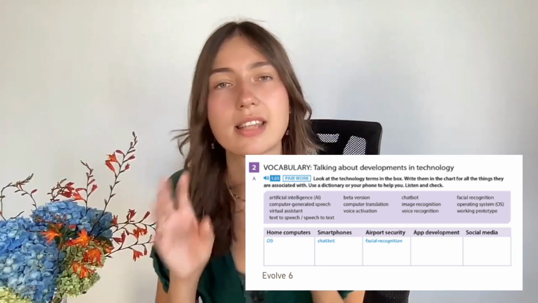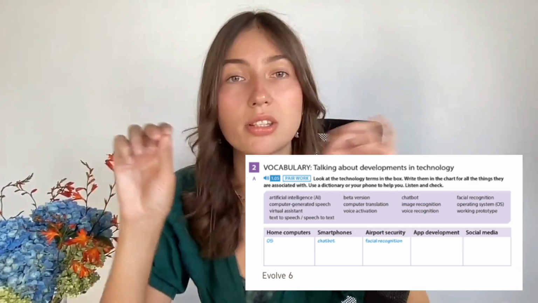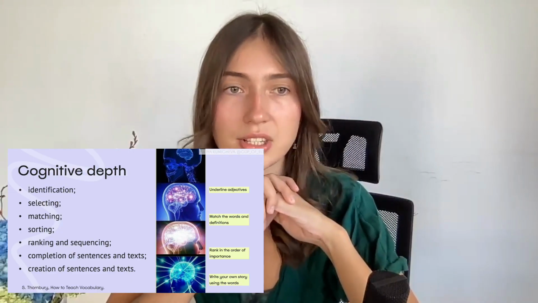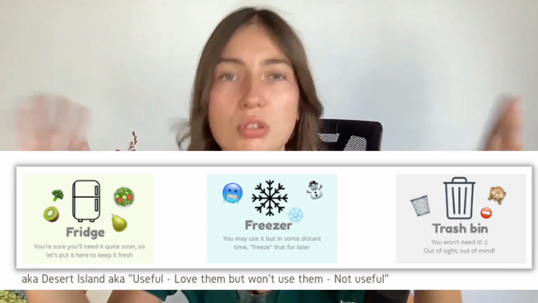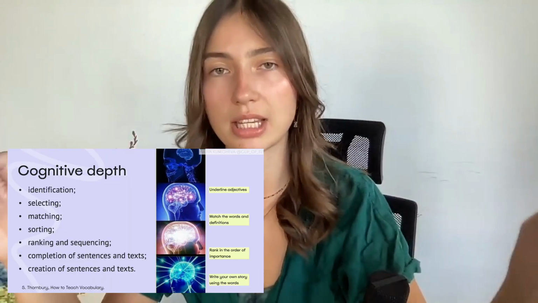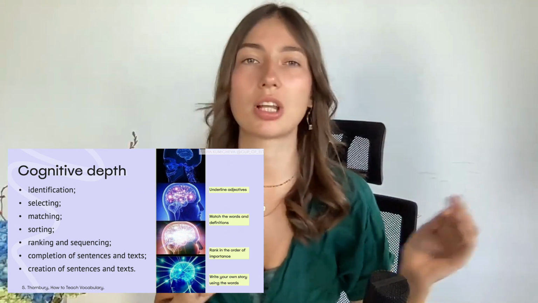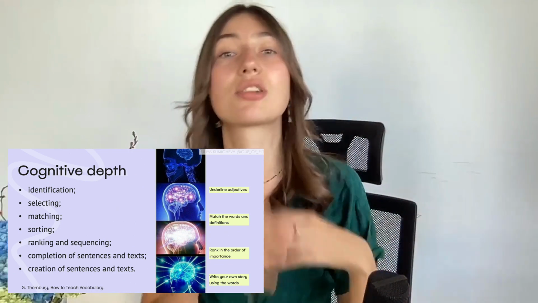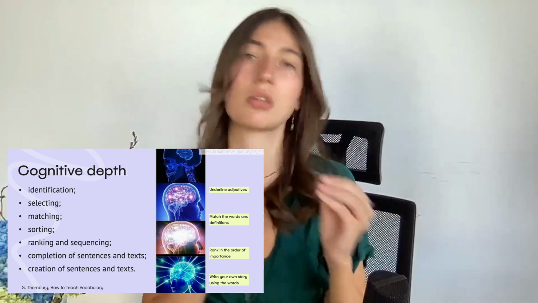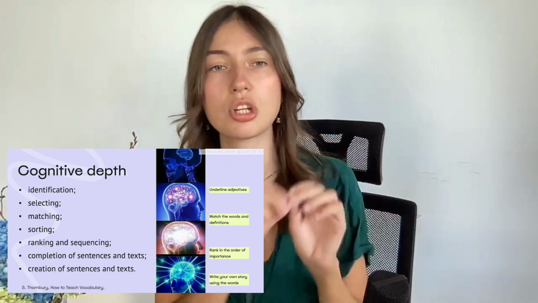Then there is sorting. Let's say that you give your students a list of words and you ask them to group them in different categories. Ranking, there are a list of words and you ask your students to rank the words in the order of importance or something like that. Then there is completion of sentences and texts, so it's more cognitively challenging. This is your typical gap fill or cloze gap activity. And then last but not least, this is creation of sentences and texts. So instead of using the prompts like we do in completion, we use the creation of sentences. So students need to write their own story or maybe say something like produce an utterance, produce like some sort of a speech where they use the target word.